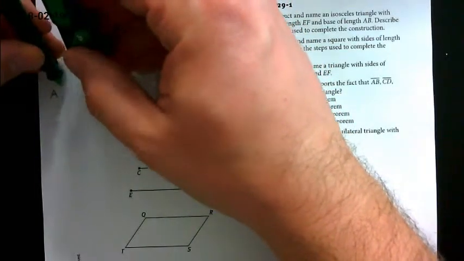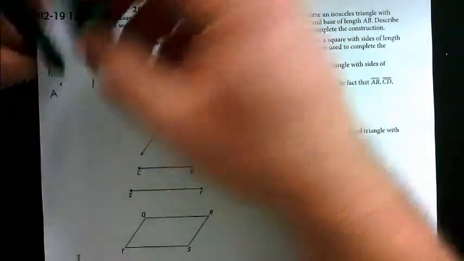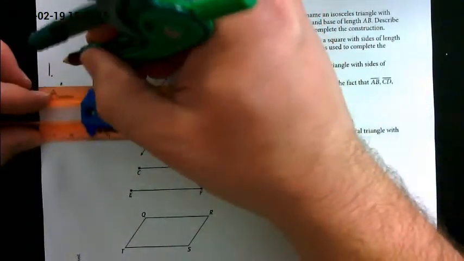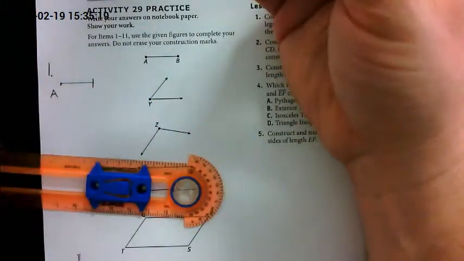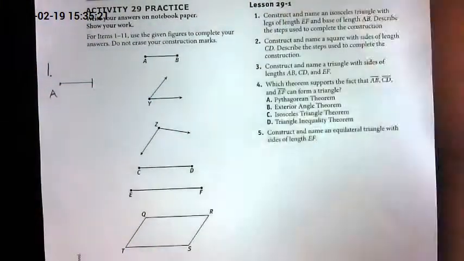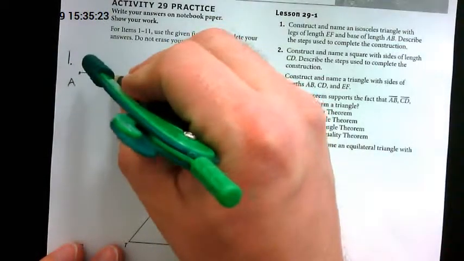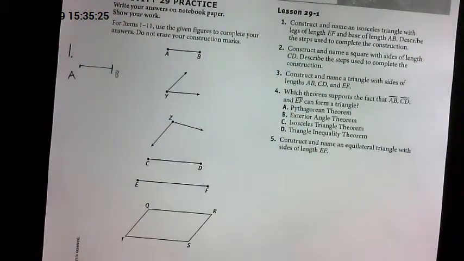So now we can swing an arc from that over here. That's the length of AB. If you mark it first before drawing the line segment, that means you just don't have to draw your line as far. So that's the length of AB right now. That's a copy of AB.